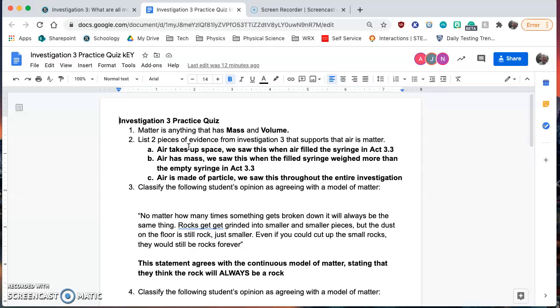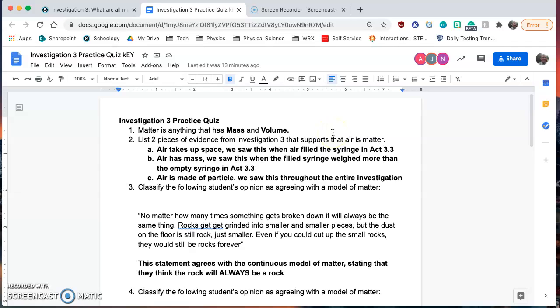In this document, I'm putting evidence that we collected in Investigation 3. You could also use another example. I know that air takes up space because we can fill a balloon with it. I know that air has mass because the balloon is going to be heavier when it's blown up with air. So take a look at this.